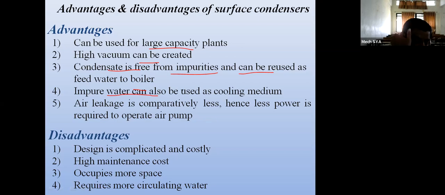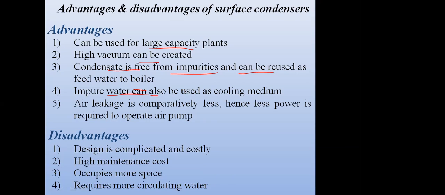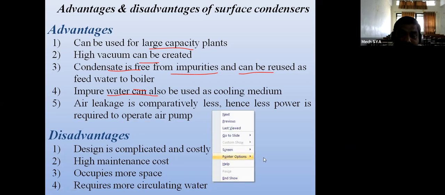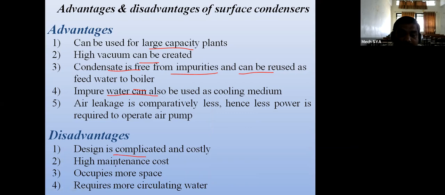Heat exchange will take place immediately. The disadvantages are: design is complicated, high maintenance cost, it occupies more space because efficiency is less, and it requires more circulating water because there is indirect contact between the cooling water and the exhaust steam.